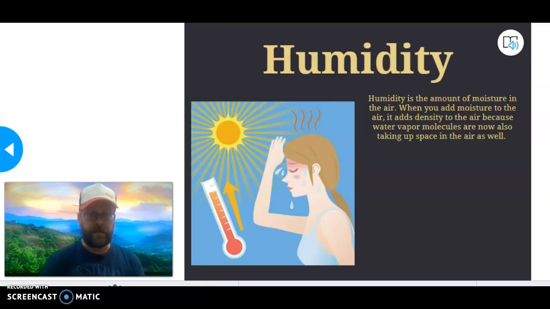Humidity. We've talked about the hygrometer. We talked about how the hygrometer measures humidity, and we even got into what humidity is a little bit. But make it super official now. Humidity is the amount of moisture in the air. When you add moisture to the air, it adds density to the air. As you see here, it adds density to the air because water vapor molecules are also now taking up some of that space in the air.